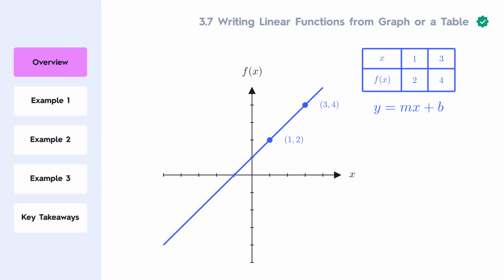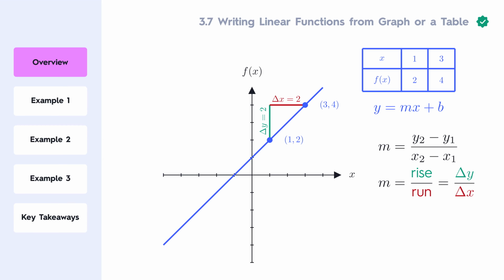To find the slope between 2 points, we use the following formula. This formula calculates the change in y, which is also called a rise, divided by the change in x, which is called the run. In our case, the slope equals 1.